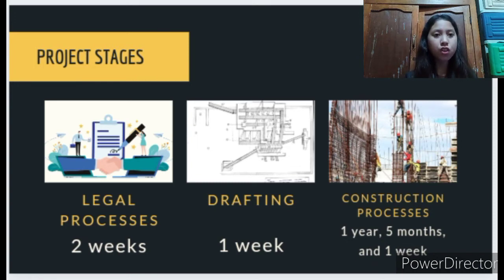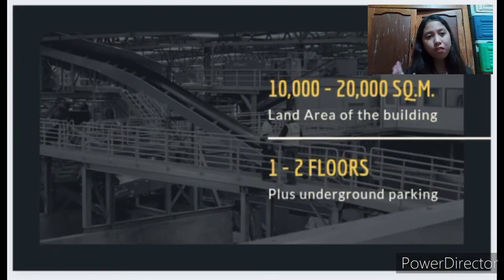And for the last stage is the construction process, which will take 1 year and 5 months and 1 week. So in overall, the construction process of the MRF will take 1 year and 6 months. The MRF will have at least 10,000 to 20,000 square meters land area and will have 1 or 2 floors plus underground parking.